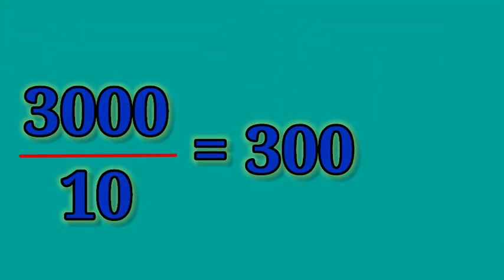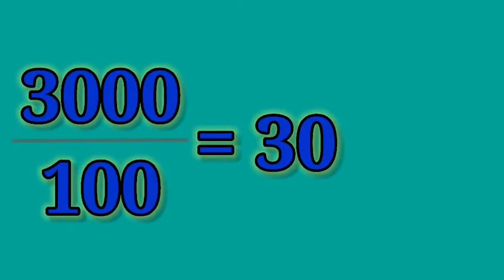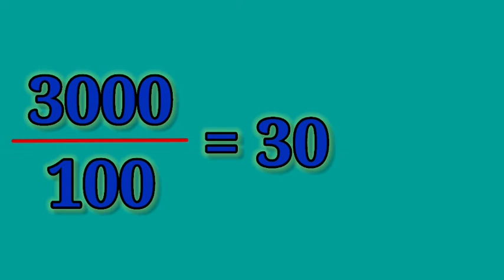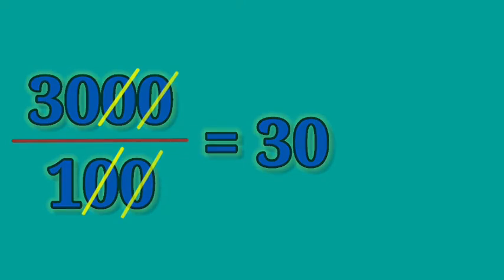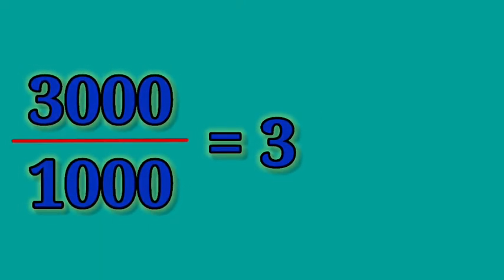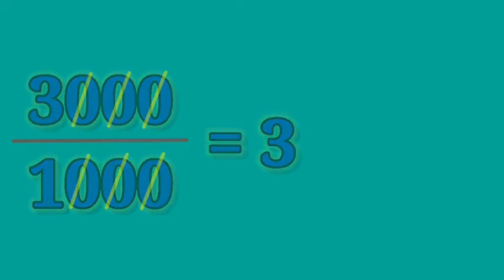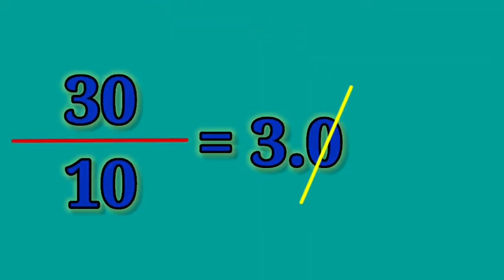Here is another way of practice. When we divide a whole number by 10, the 0 in the ones place gets cancelled. When we divide 3000 by 100, 2 zeros from the ones place and tens place get cancelled. When we divide 3000 by 1000, 3 zeros from the ones place, tens place, and hundreds place get cancelled. Always, the 0 after the decimal point should be negligible.